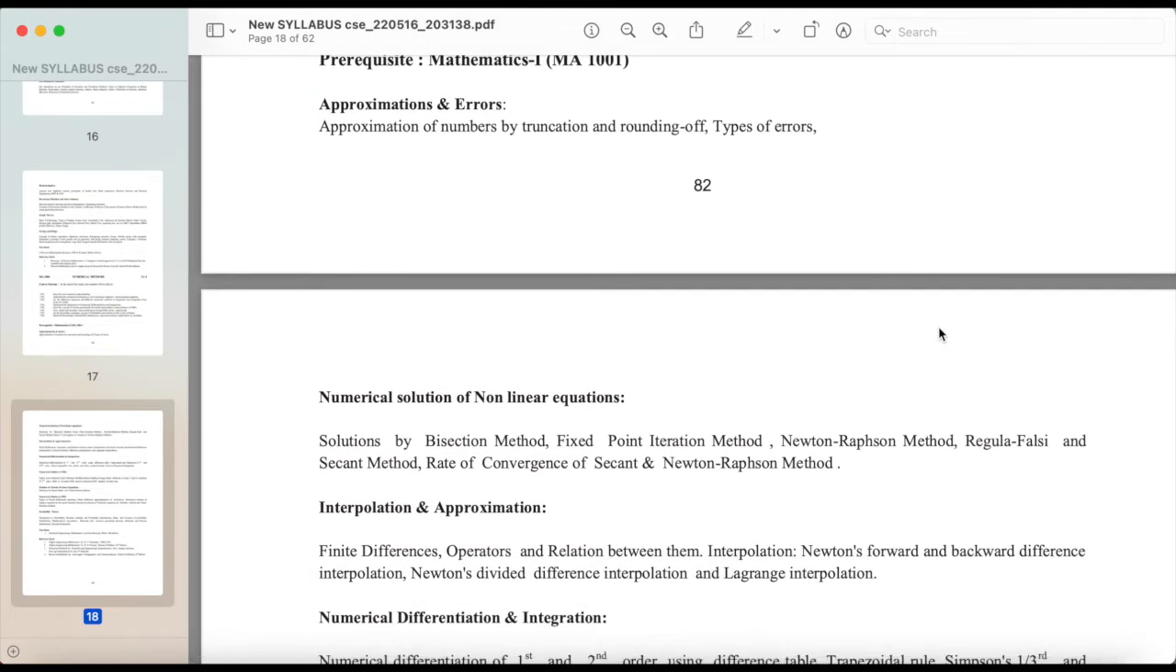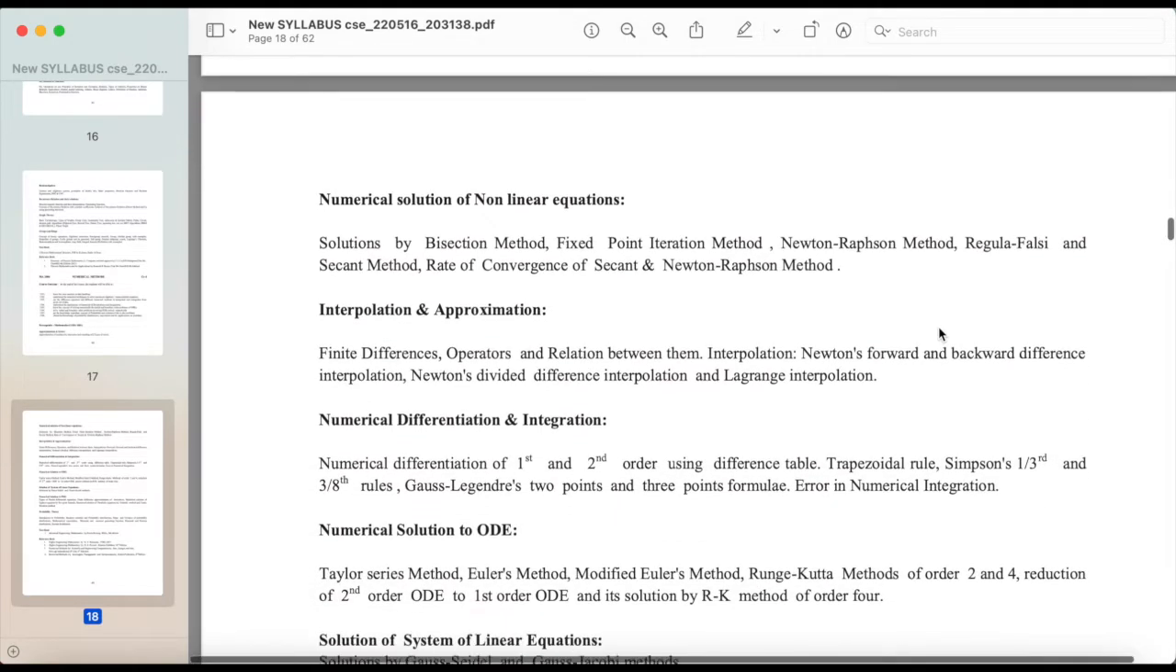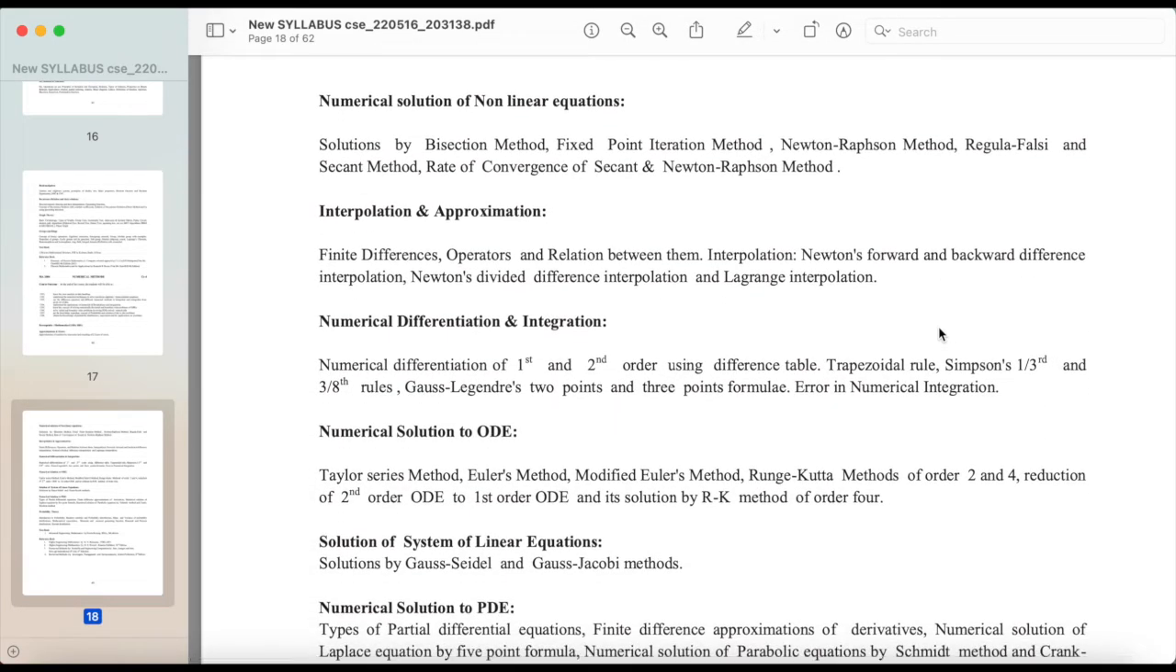Numerical Methods: approximations and errors. Approximation of numbers by truncation and rounding off, types of errors. Numerical solution of nonlinear equations. Solutions by bisection method, fixed point iteration method, Newton-Raphson method, regula-falsi, and secant method.